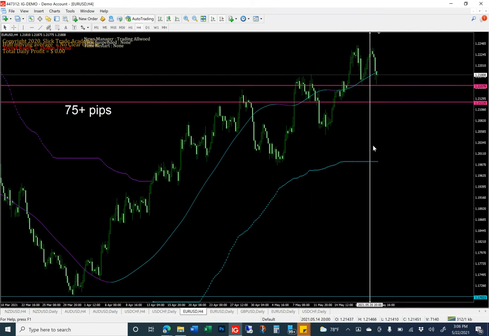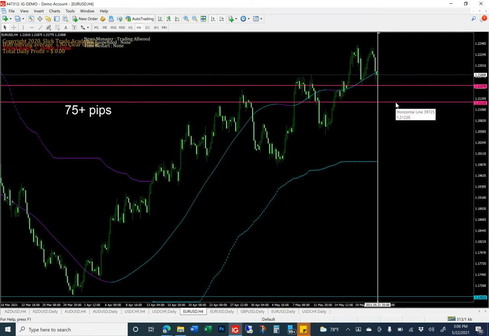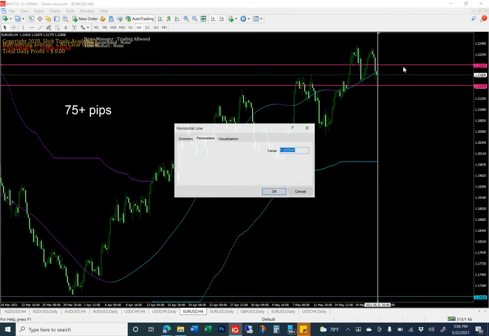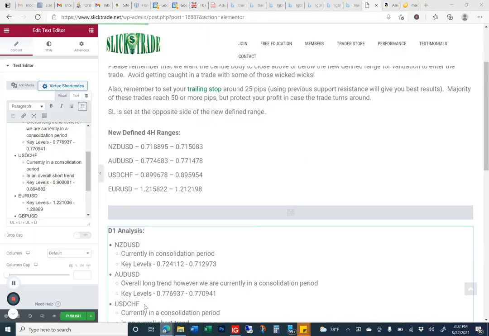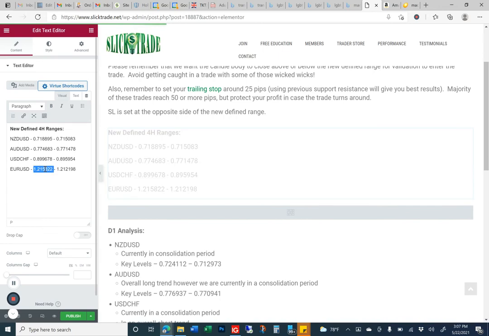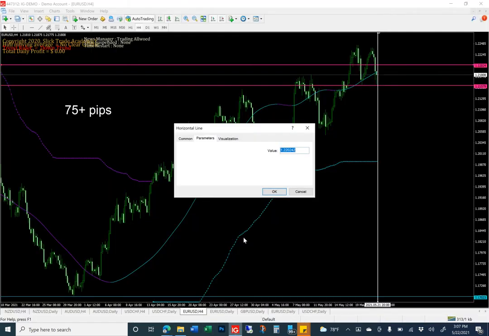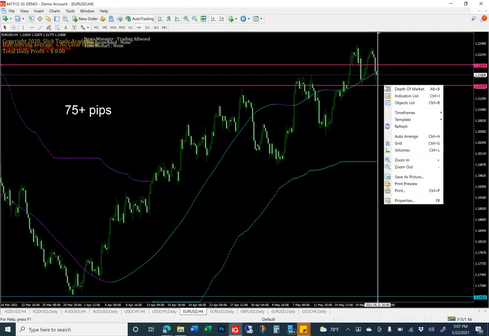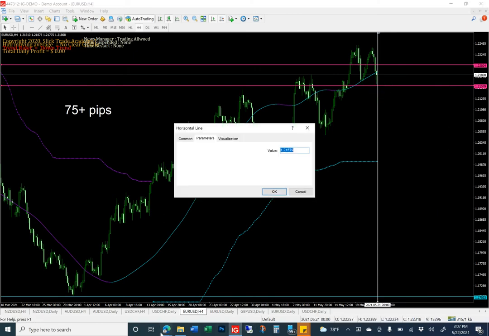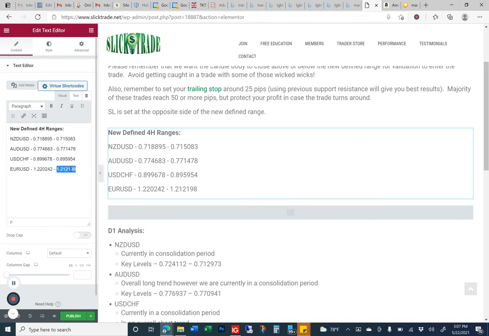As far as the upcoming week is concerned, we're going to be looking at right about there. There's the upper and lower portion of the new defined range.